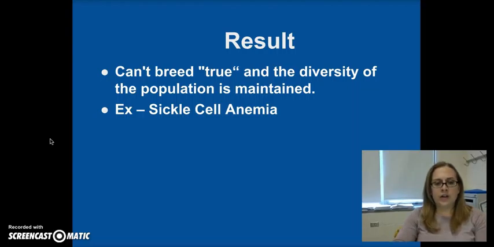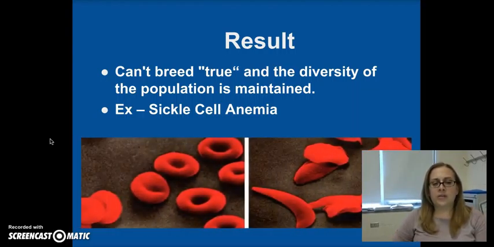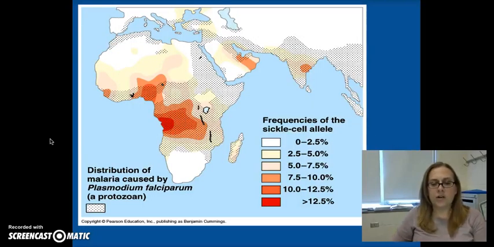Just to clarify, an example here is sickle cell anemia. When you are homozygous and you don't have any alleles for sickle cell, you are not resistant to malaria. When you are homozygous recessive, you have sickle cell. When you are heterozygous, you have a resistance to malaria and no sickle cell. So that would be considered hybrid vigor.